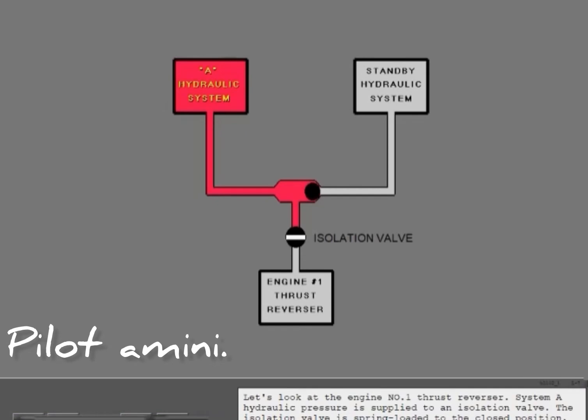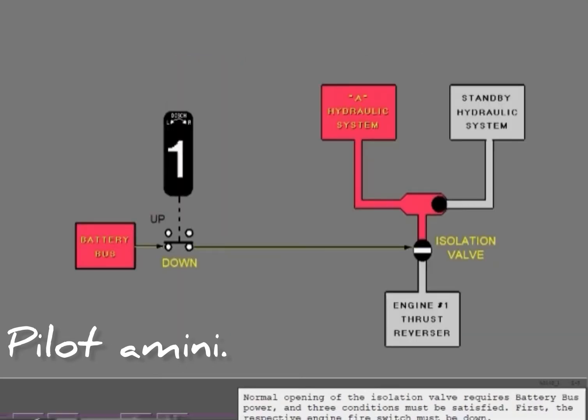Let's look at the engine number 1 thrust reverser. System A hydraulic pressure is supplied to an isolation valve. The isolation valve is spring-loaded to the closed position. Normal opening of the isolation valve requires battery bus power, and 3 conditions must be satisfied. First, the respective engine fire switch must be down.